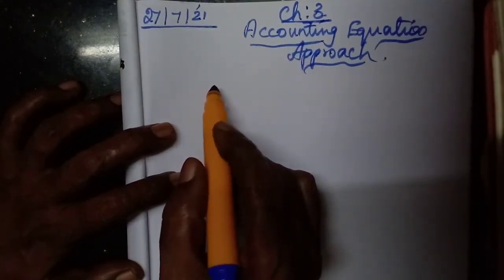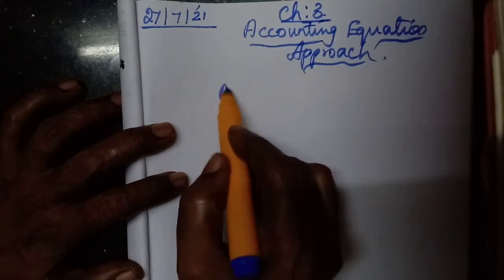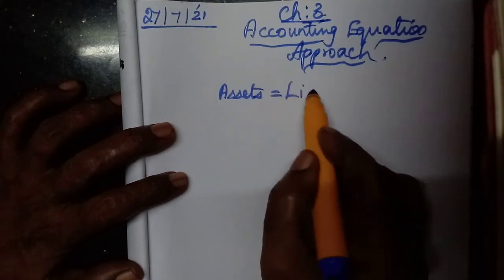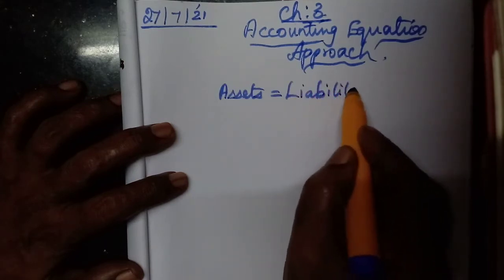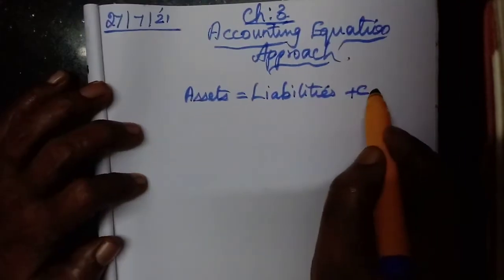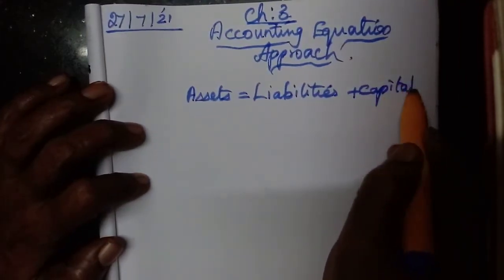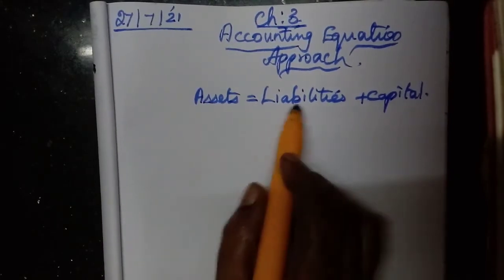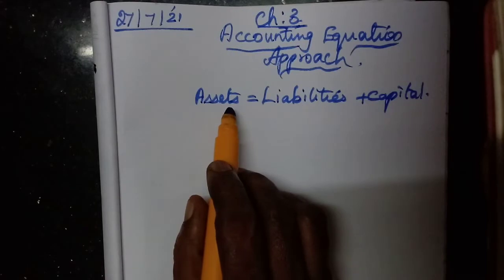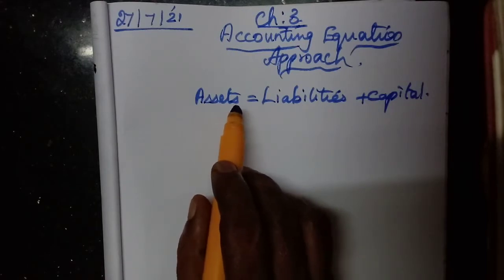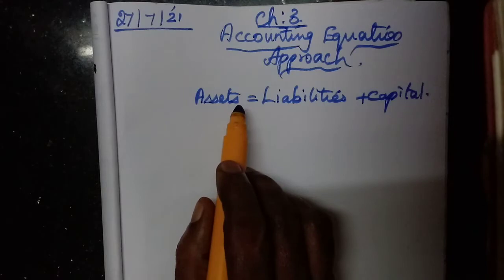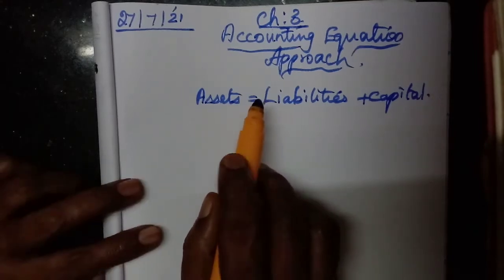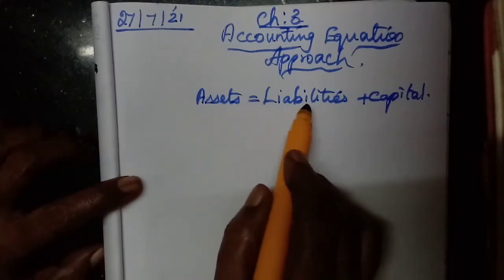What is that equation? Assets is equal to liabilities plus capital. This equation arises because of the double entry system. Every transaction has two aspects. One debit, the other one is credit. And the amount also will be equal. Okay, so it will get tallied. Each and every transaction that we enter will get tallied. Both assets will be equal to liabilities.